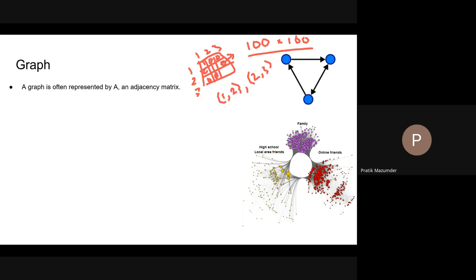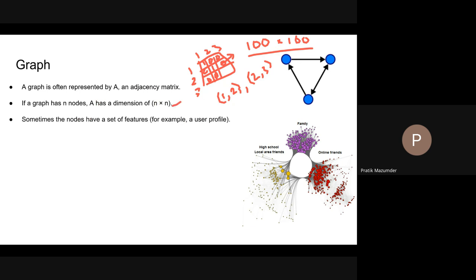So a more efficient representation is maybe an adjacency list, where you simply maintain the list of edges and the source and end of each of these edges. If you are considering a graph with n nodes, as I mentioned, an adjacency matrix will have a dimension of n cross n, which becomes extremely large if you consider a graph which has a lot of nodes.